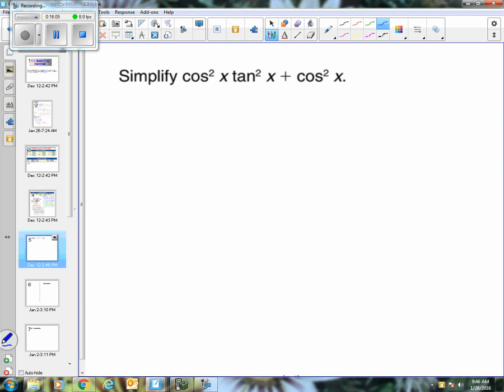So I see cosine squared of x times tangent squared of x plus cosine squared of x. And the directions are this wonderful word simplify. So I want to talk about what that word means first. When you see the direction simplify, in algebra or on the ACT or wherever, I want you to think about what kinds of things you might want to do if it says that.